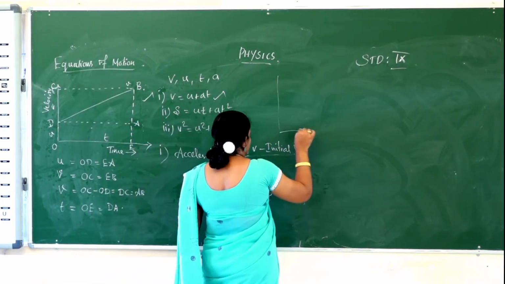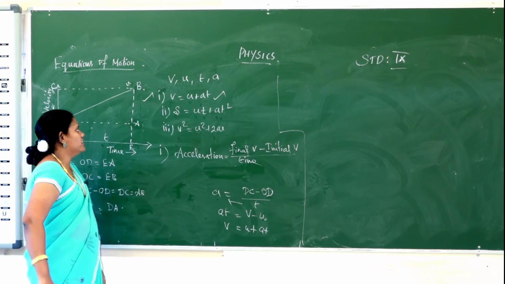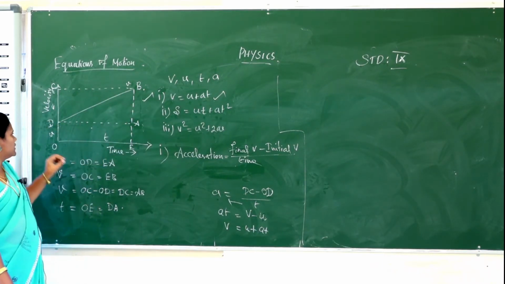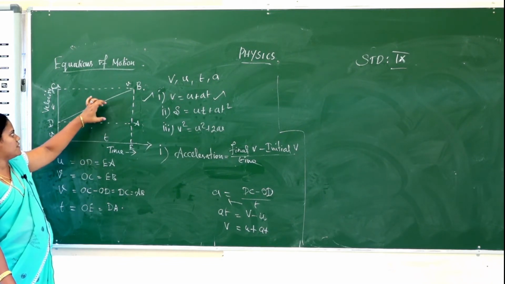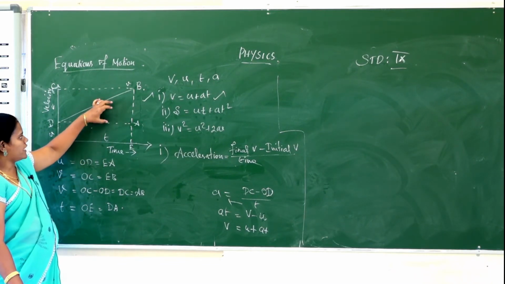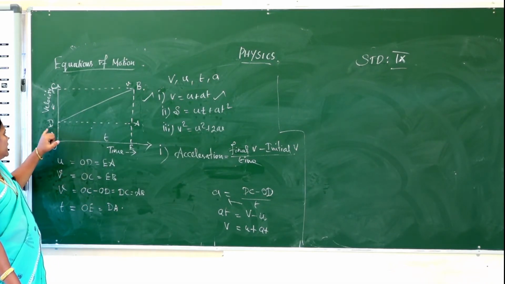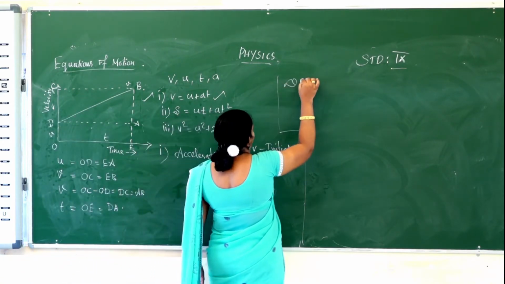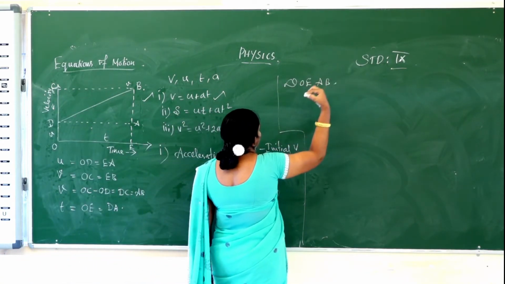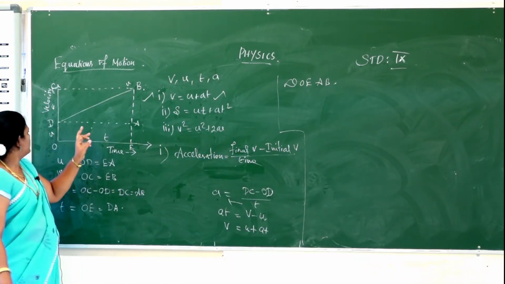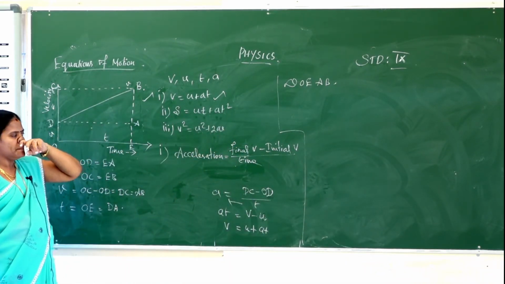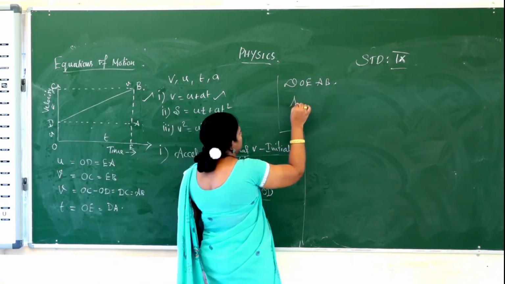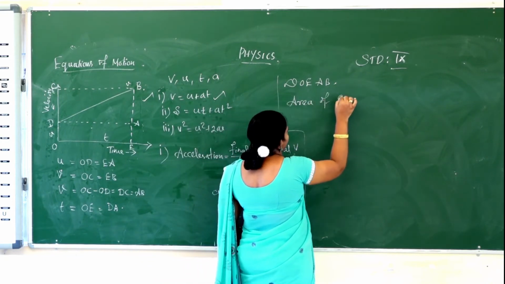Now derive the second equation of motion. We consider the quadrangle DOEAB. A rectangle is mixed with a triangle, so the rectangle and triangle together make the quadrangle. The area of the quadrangle is equal to the area of the rectangle plus the area of the triangle.